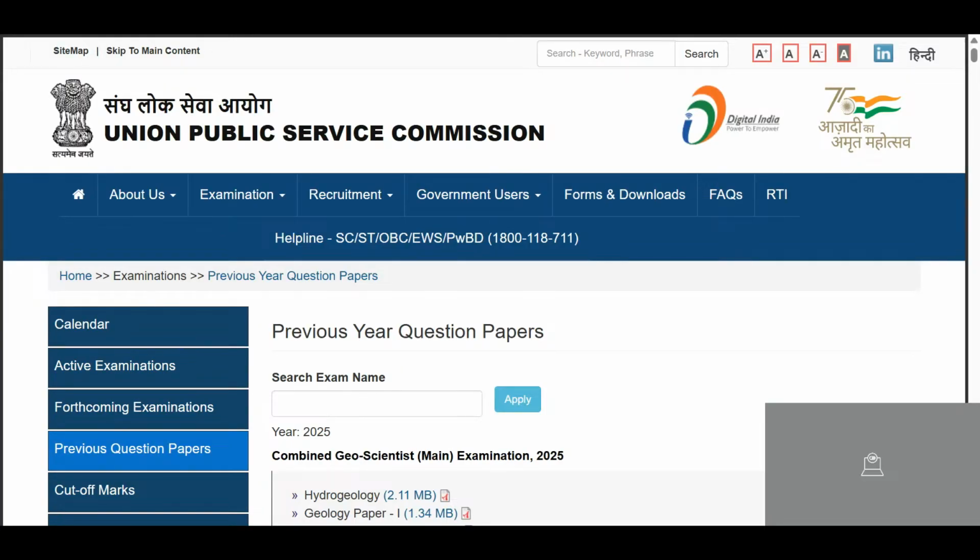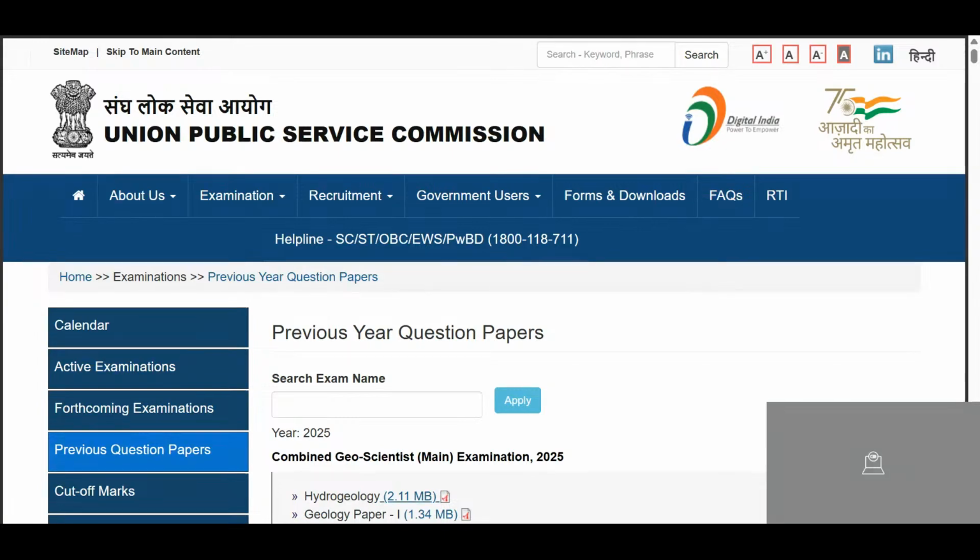What we will do here is discuss the important new PYQs of UPSC. The first paper that we are discussing is the Combined Geoscientist Mains paper.